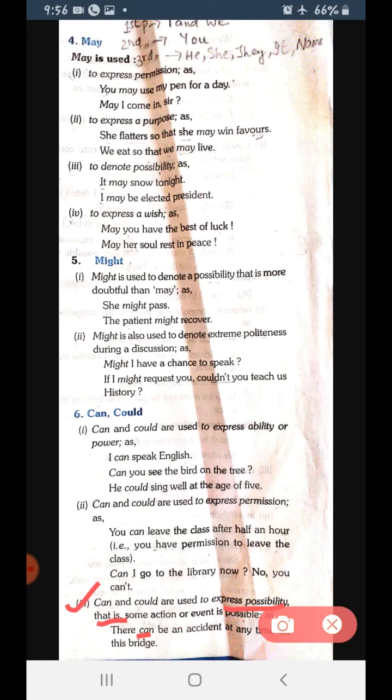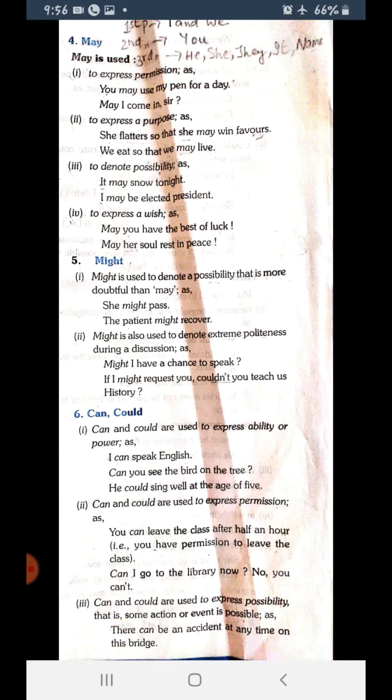So we can take an example, like we can say that the bridge is weak at the root, or the center of the bridge is not strong enough, so it can break or it can fall. So the sentence states that there can be an accident at any time on the bridge. That means there is a possibility of an accident on the bridge anytime. Clear to everyone? Okay, now let us see the next point.